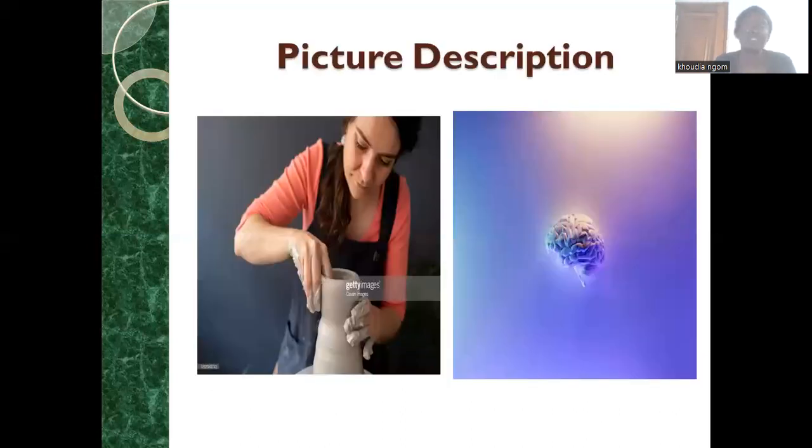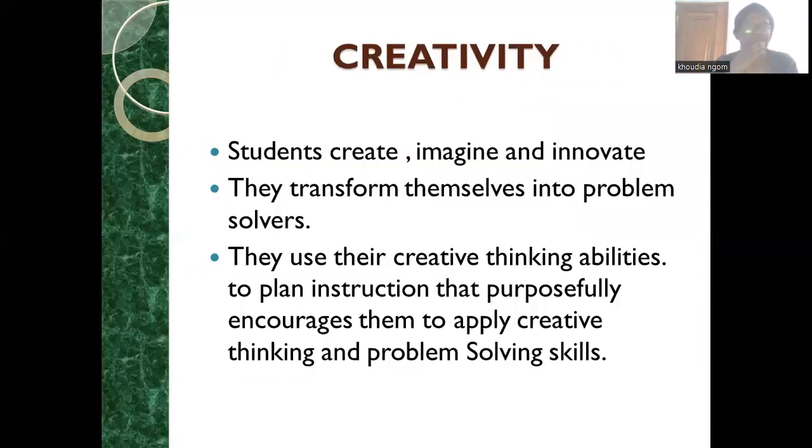Now, let's deal with this picture too. What can you see? What is this woman doing? Someone to describe this picture? We see that this person is doing a kind of creation. She is creating something. And in picture number 2, we see the human brain. So maybe this can help you find the word that we want to deal with. It is the word creativity.